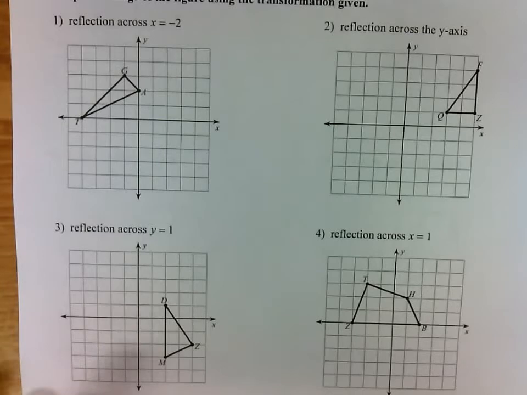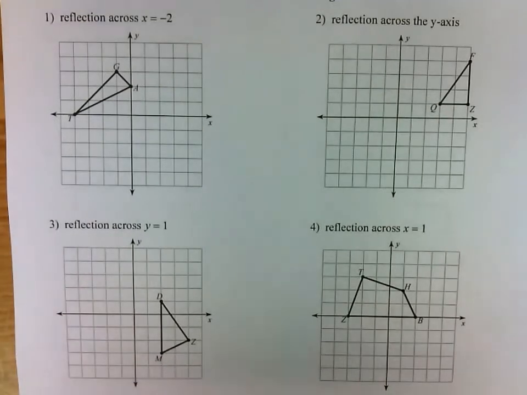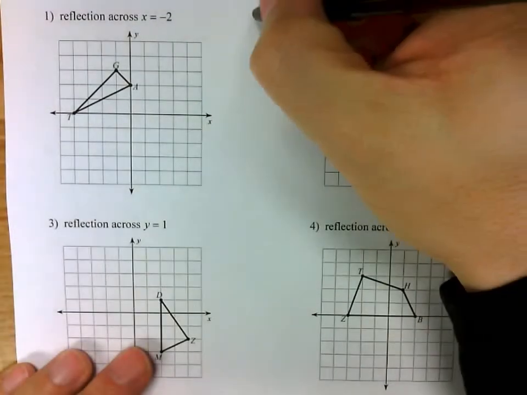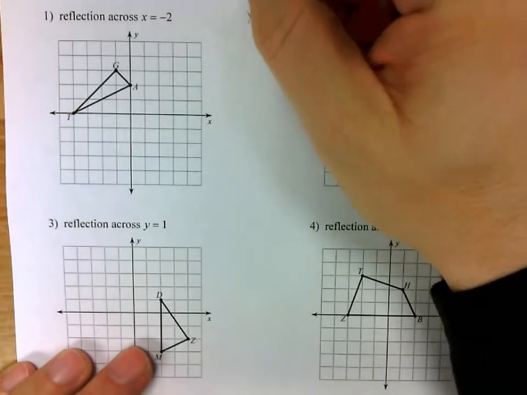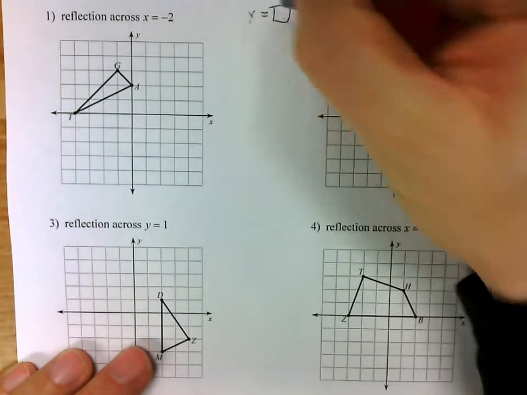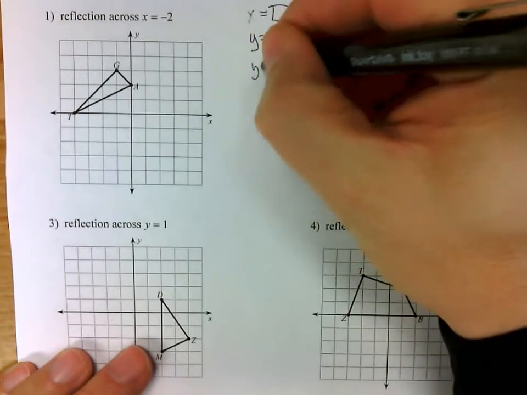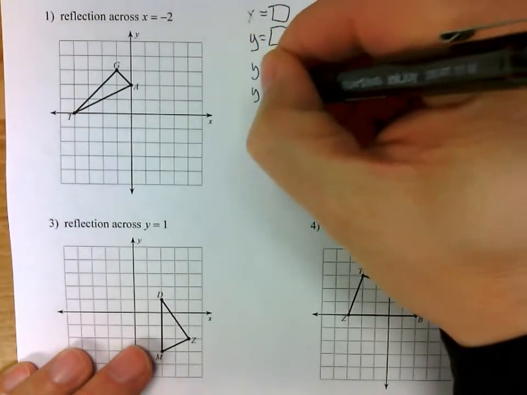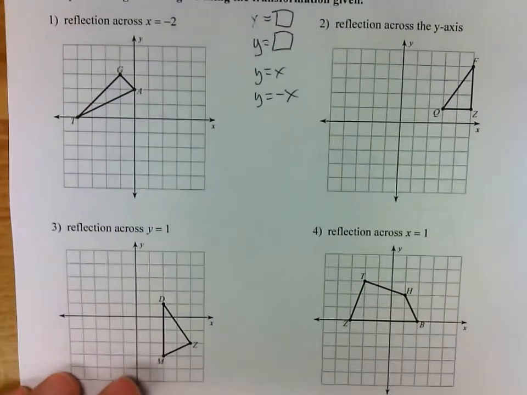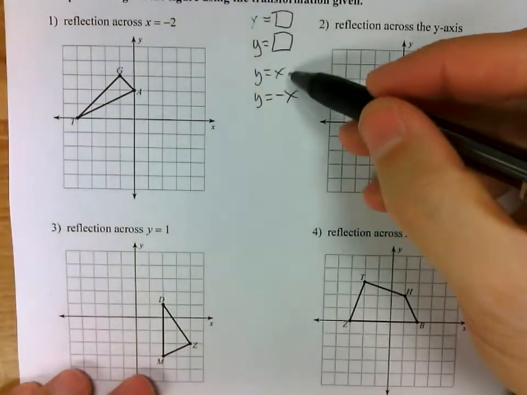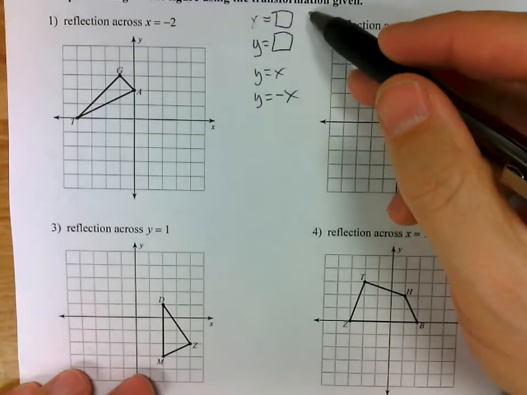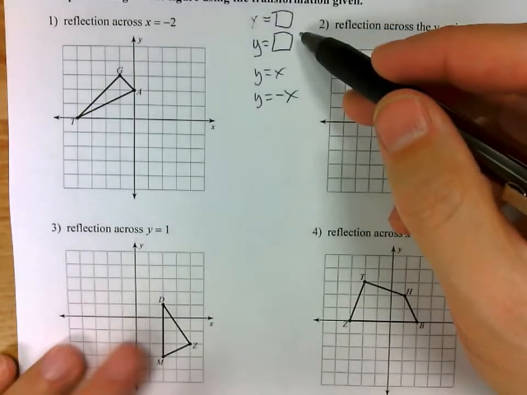So here's what you're going to see. You're going to see 4 different possibilities. One is x equals something. Another one is y equals something. And then you'll see y equals x or y equals negative x. Okay? These two obviously are always the same. These two will shift left and right where they are.